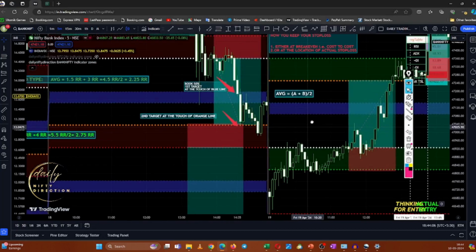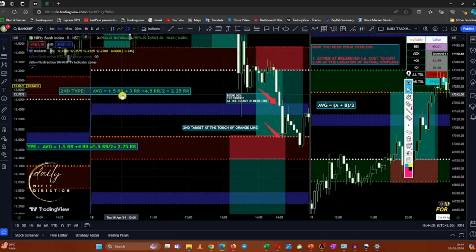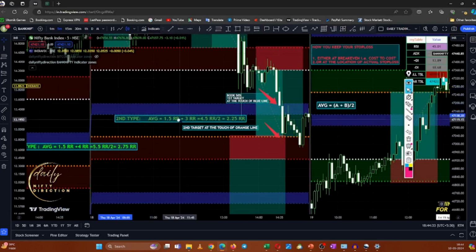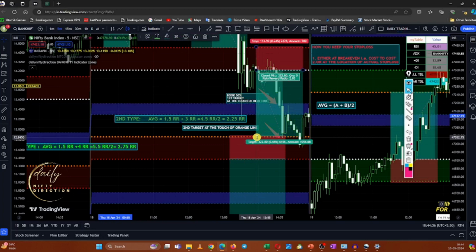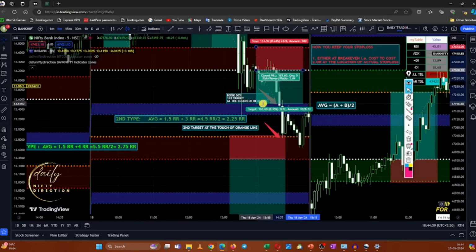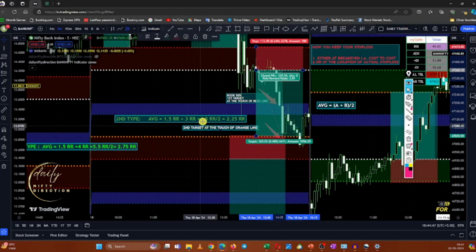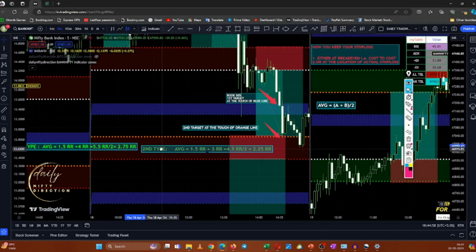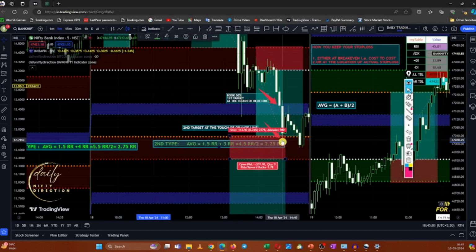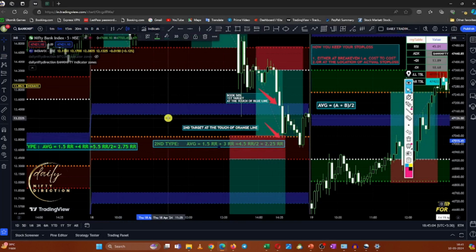So what is the risk reward here? This is the second type of trade. Here you are getting the risk reward of 1.5 on your first target and a risk reward of 3 on second target. So if you add 1.5 plus 3, that is 4.5 upon 2, you get the actual reward of 2.25 RR, risk reward, at the touch of this orange line when both the targets hit.